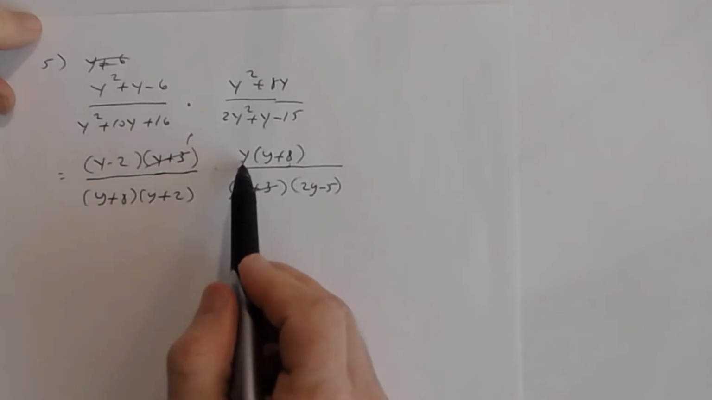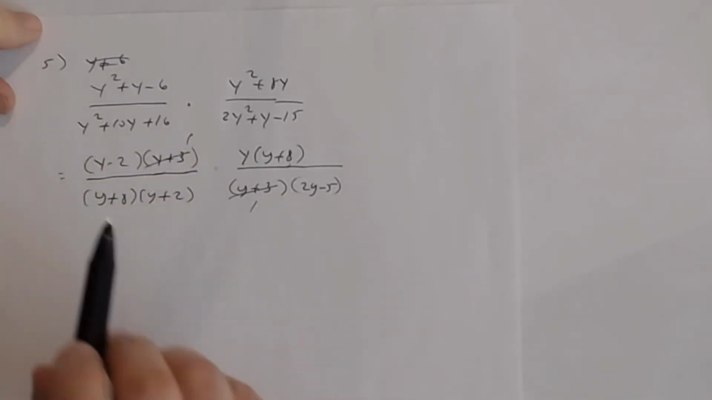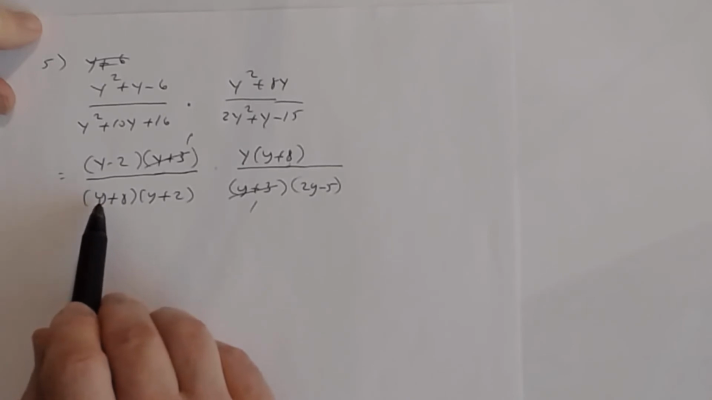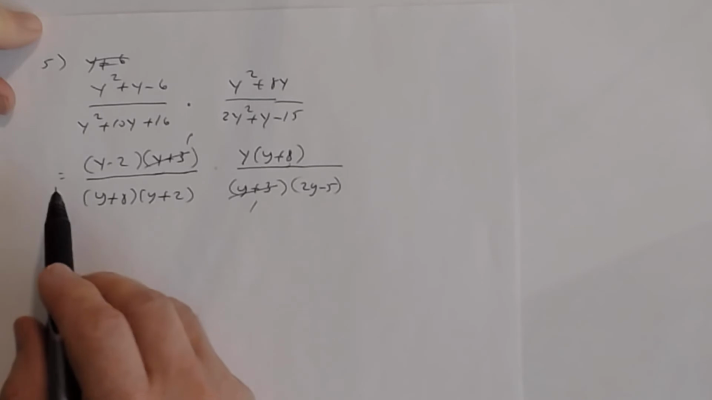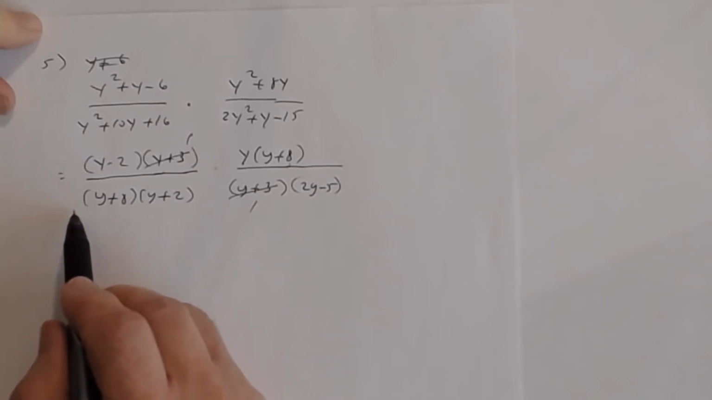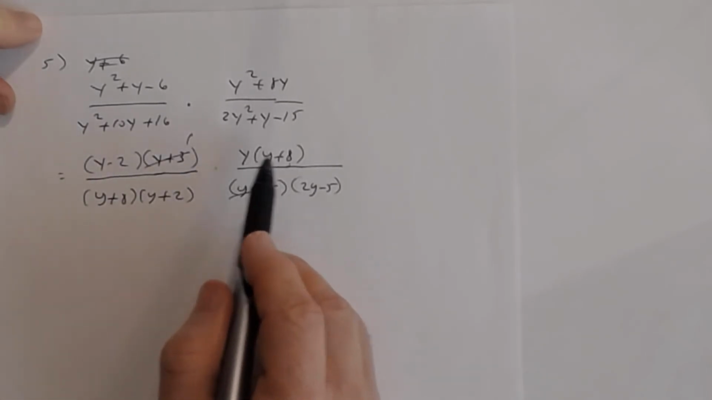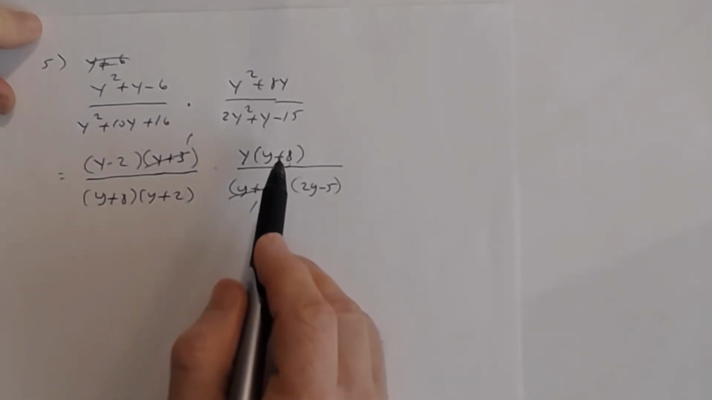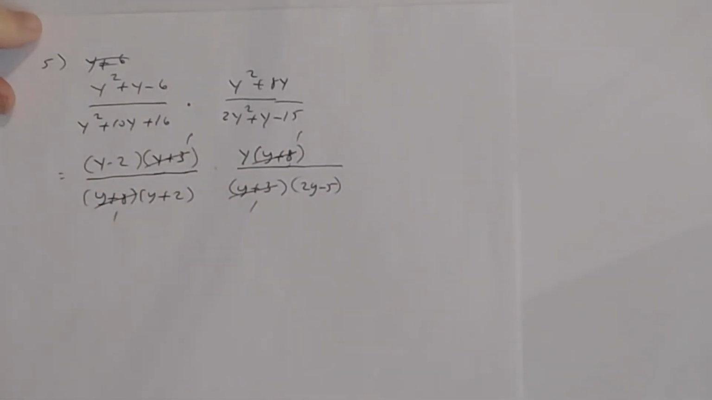The next one is a y. Is there a y occurring as a factor in the denominator? No. Don't say, well, what about this one? Remember, your factor is y plus 8, not y. If you had a y all by itself like right here, then you would say yes. So be aware of what your factors are. So I cannot reduce this. The next one's y plus 8. There's one right here. So those divide out.